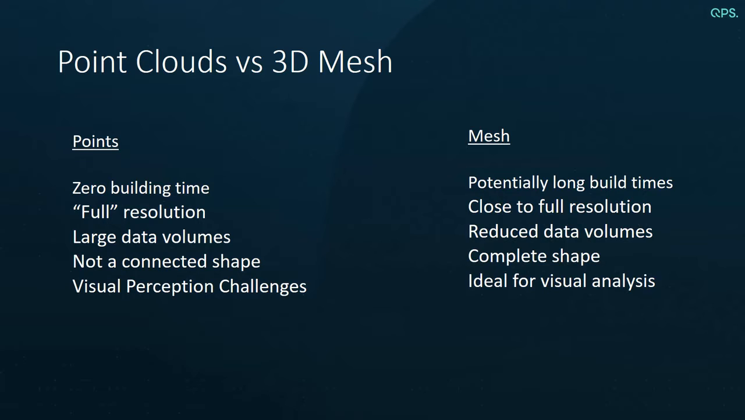Point clouds are also not a connected shape, which complicates quantified analysis such as slope or volume calculations. And finally, point clouds can be challenging for visual perception, as you are either seeing too many points at once or obstructing fine details. There are, however, some advanced point shading techniques that can be used to improve the visual perception with point clouds. One of these point shading techniques is eye-dome lighting.